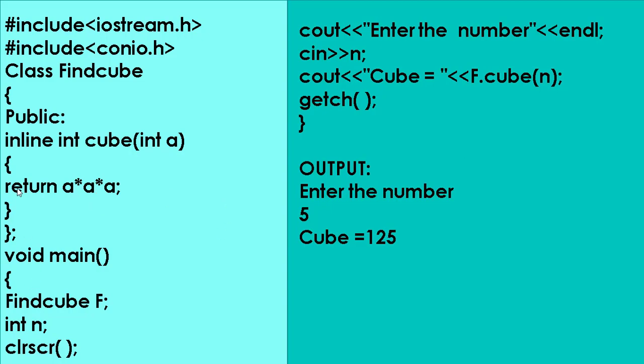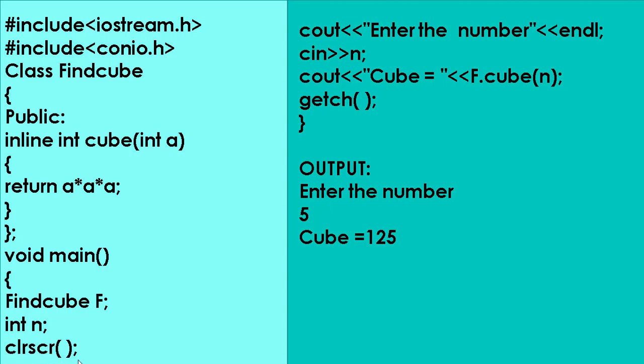Then once we close the inline function, we are closing the class, that is, the class definition is being defined and closed. After the class definition, we have the void main function. In the void main function, we have findCube. FindCube is a class and f is the object. Int n, int is the data type and n is the variable which we are using in the program.